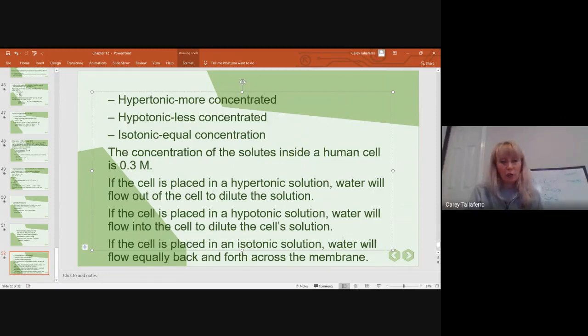All right, then if you place that cell in an isotonic solution, that means it's equal across. And so water is just going to flow nice and easy back and forth with no pressure at all. It doesn't really need to be either place. It's just going to flow nice and easy back and forth.